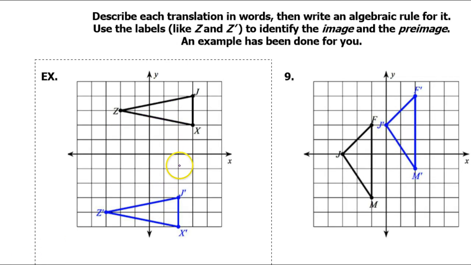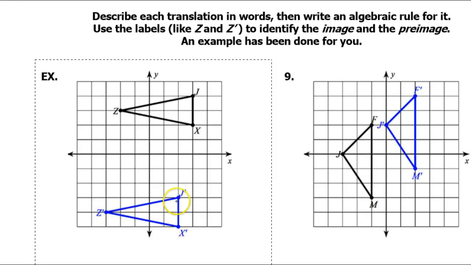Alright, for these last few problems, we are given the image, the pre-image and an image, and we're being asked to describe the translation in words, and then we're going to make a rule for it. So an important thing that you have to do is decide which one of these triangles is the pre-image, meaning the original, and which one is the image, meaning the new picture. And we will judge based on which one has the primes.